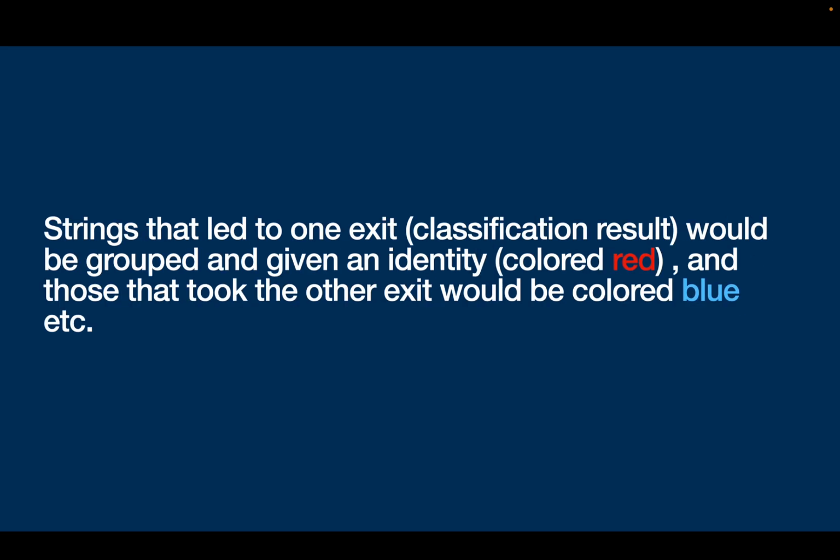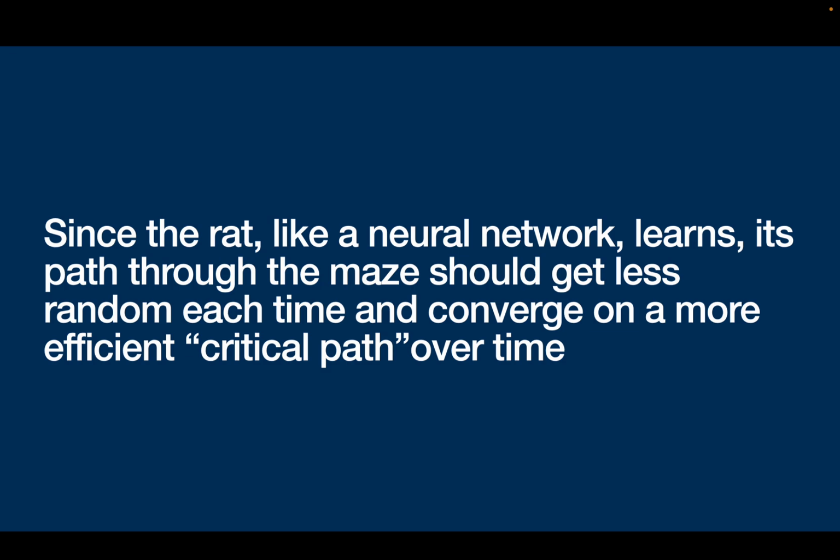And then you would take the strings that led to one exit or classification result, and you would group them and color code them. You would do the same for all distinct outputs. Give them a different color, a different identity. And like a rat, a neural network learns, in theory, the most efficient path through the network over time. It should converge on the most efficient path.